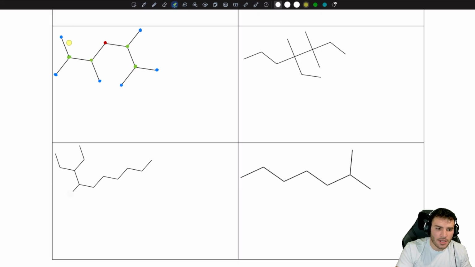So let's try to find our parent chain. Should be something like this. 1, 2, 3, 4, 5, 6, 7. Looks like it probably is our longest chain, meaning that our parent chain name is heptane.